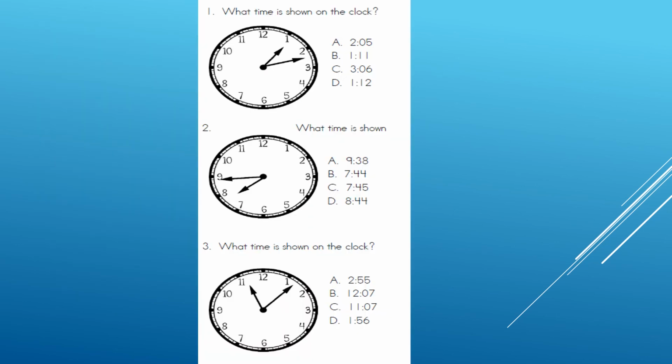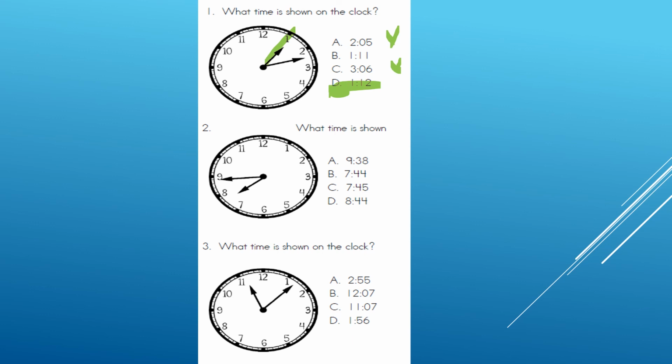What time is shown on the clock? So now I've moved into multiple choice. So I see that it's 1. So I know it's not this one, and I know it's not that one. And I look to be about 1:12. Sorry, guys, that didn't kind of go.